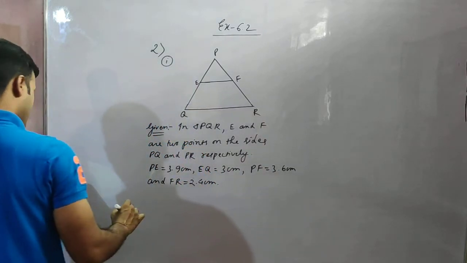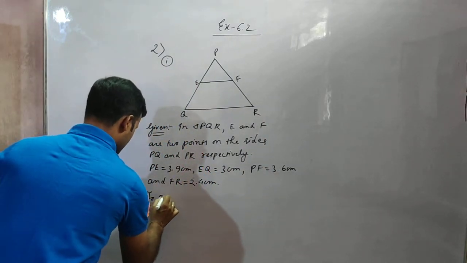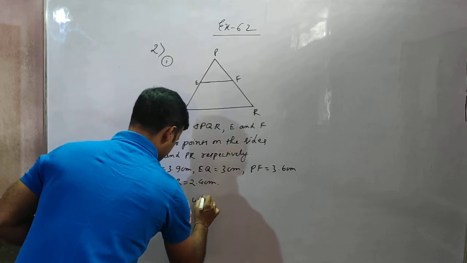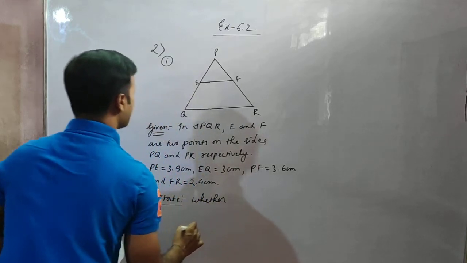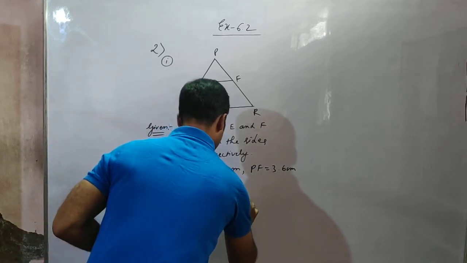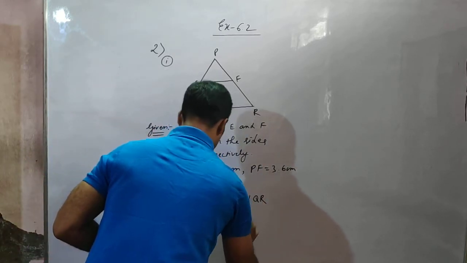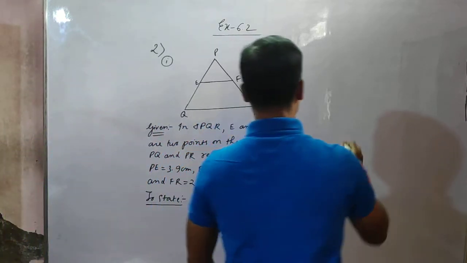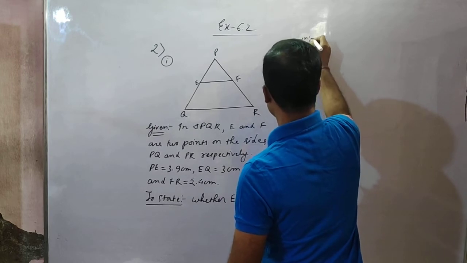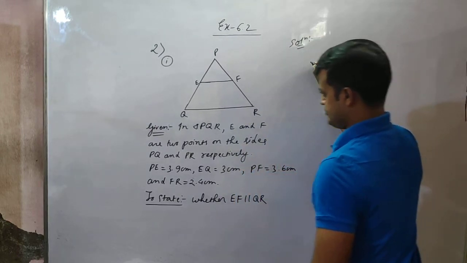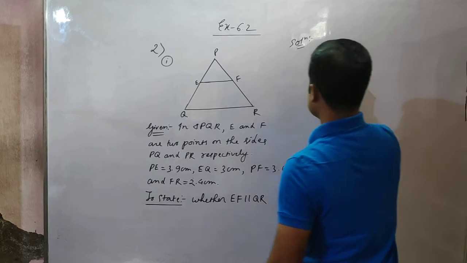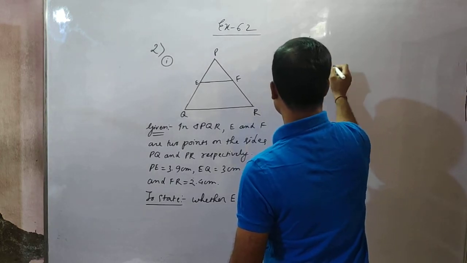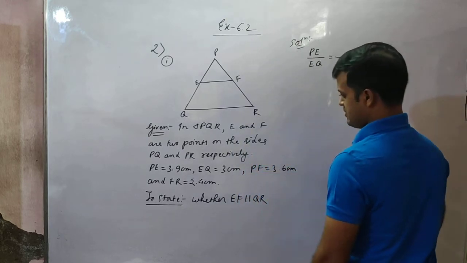Okay, so now we have to state whether EF is parallel to QR. That means we have to find out whether EF is parallel to QR. So let us see, students. First we will find out PE by EQ.